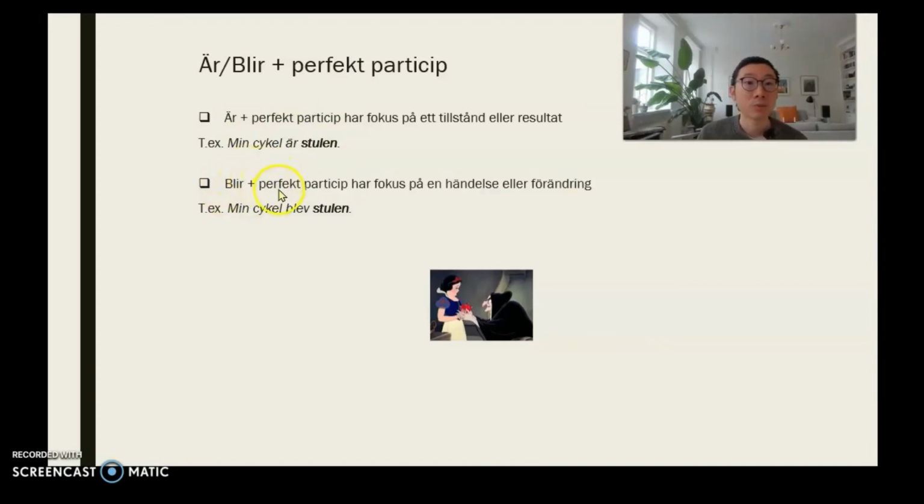Blir plus perfect particip har fokus på en händelse eller förändring. So after blir, using perfect particip or an adjective has a focus on what's happening and what's being changed, the change. Till exempel, min cykel blev stulen. So my bike became stolen, and here you are emphasizing a transition. You are telling your friend what happened in the past. But in the previous example, you are just telling the condition of your bike now.